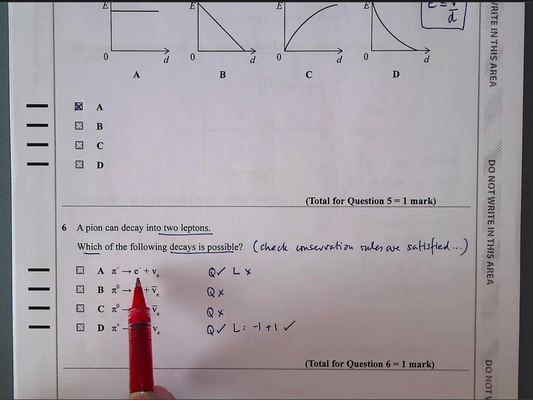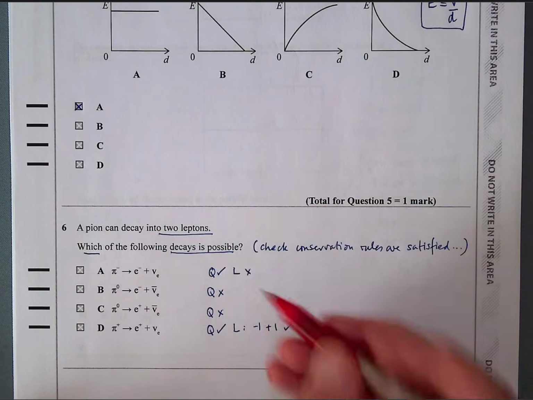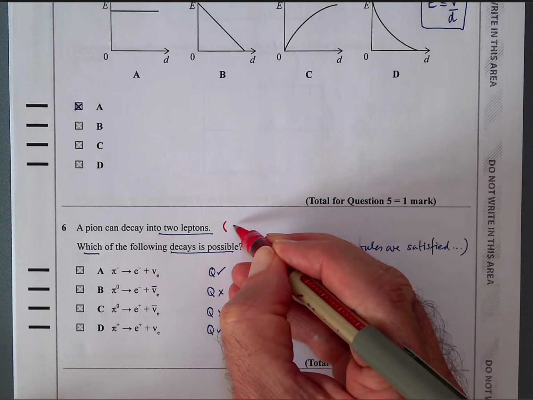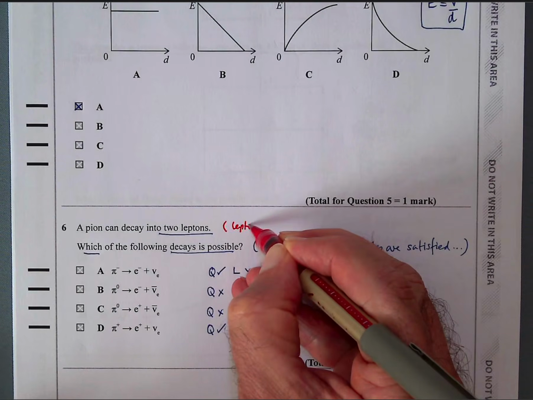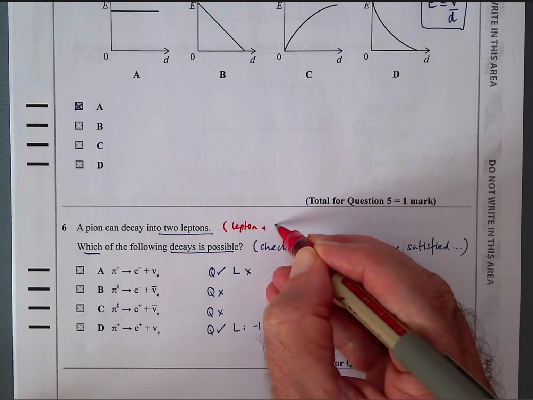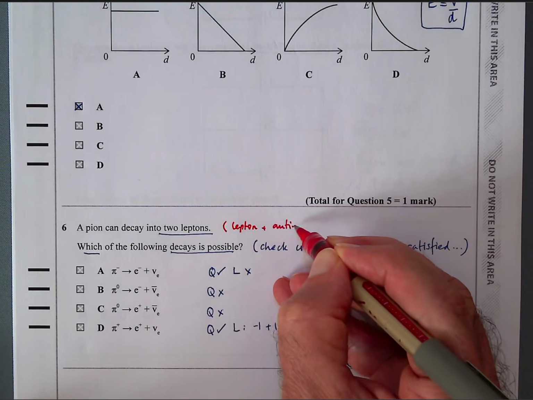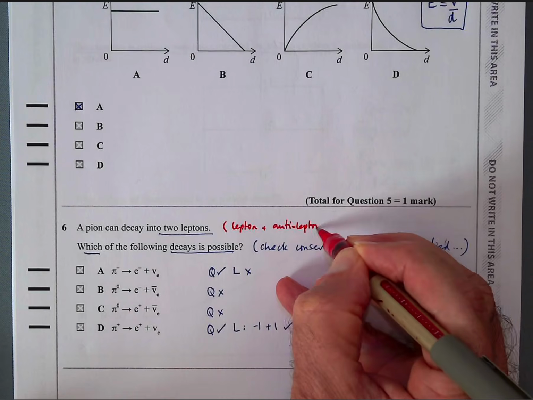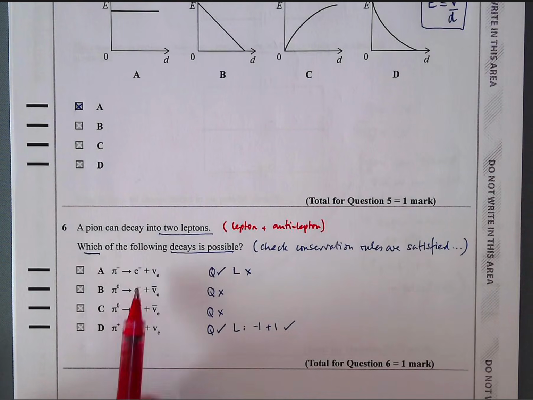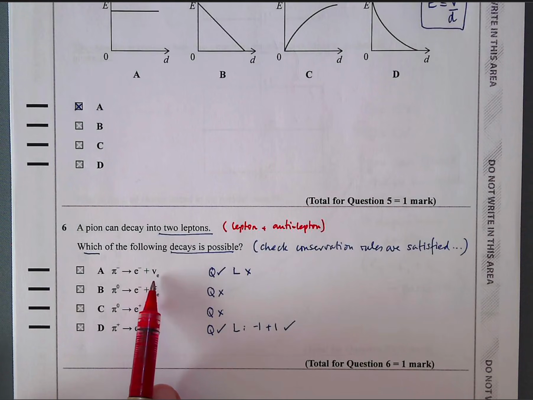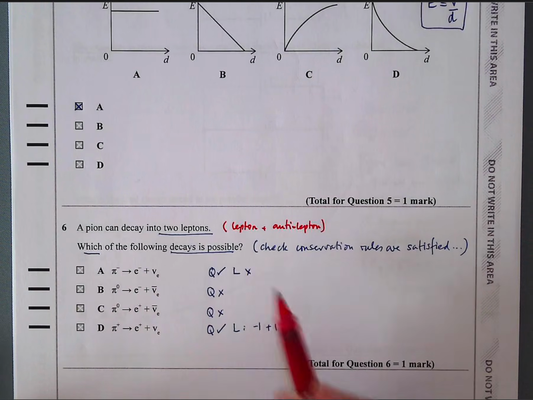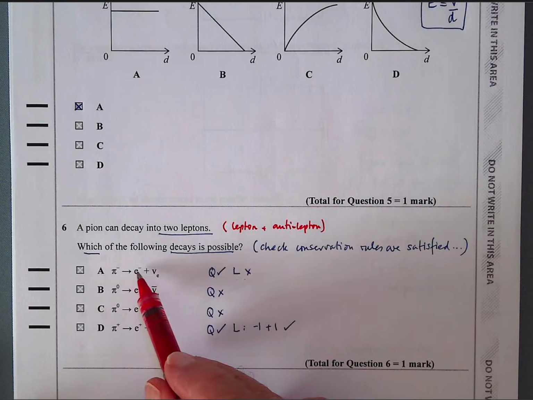In A, the lepton numbers don't add up, because if you create two leptons, one must be a lepton and one must be an anti-lepton to conserve the numbers. You can't have two leptons produced. Well, this is a lepton because it's an electron, and this is also a lepton because it's got no bar on it. So lepton number is not conserved. That means A is wrong.